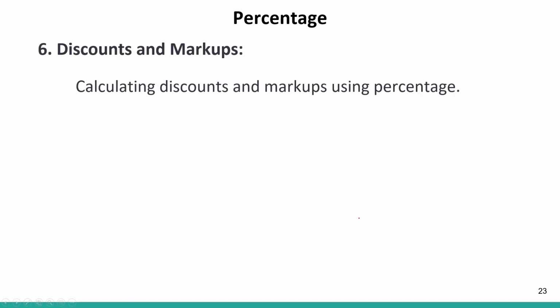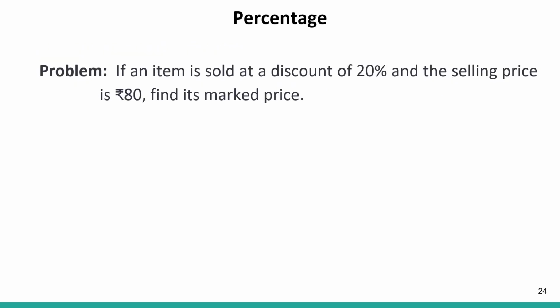So let's see the sixth kind of problem that is being asked, that is on discounts and markups. So calculating discounts and markups using percentage. If an item is sold at a discount of 20% and the selling price is 80, find its marked price. So the item is at a discount of 20%. So what is its value remaining? That is 80%. 80% value is remaining, right? And the selling price is 80.